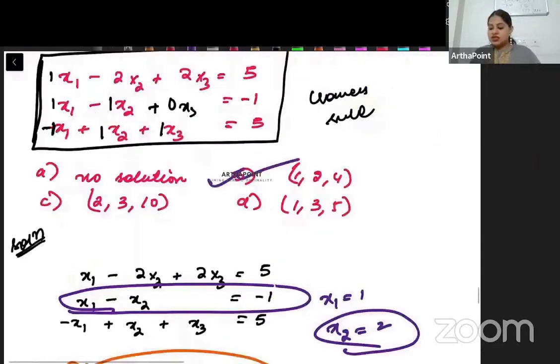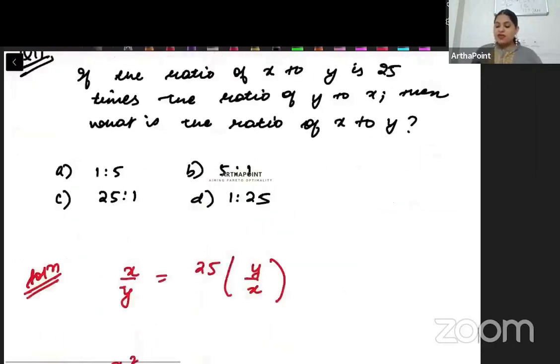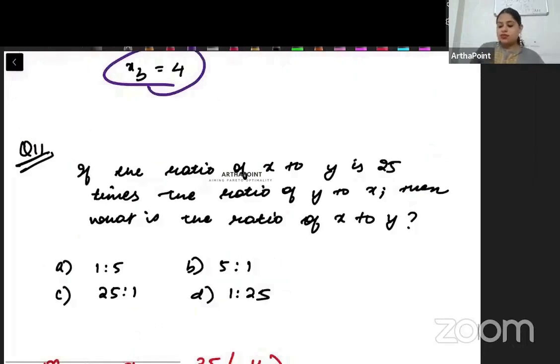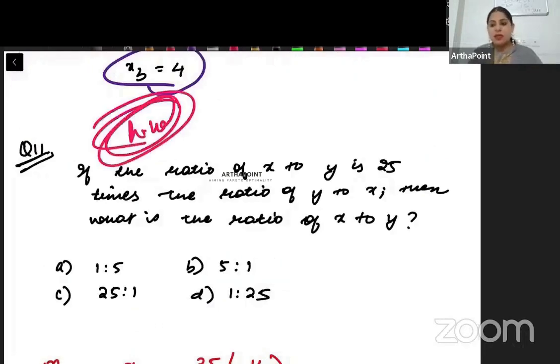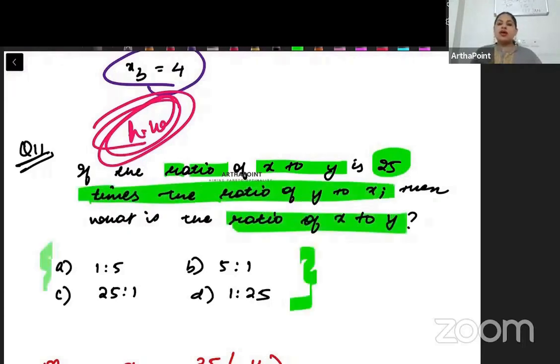Okay. So these are the questions, beta, that I wanted to take in today's class. I am giving you this as homework. Just try this question. This is again from the sample paper, and try to see if you can solve this. The ratio of x to y is 25 times the ratio of y to x. What is the ratio of x to y? And 4 options are given to you. So just go ahead and try to solve this question on your own.